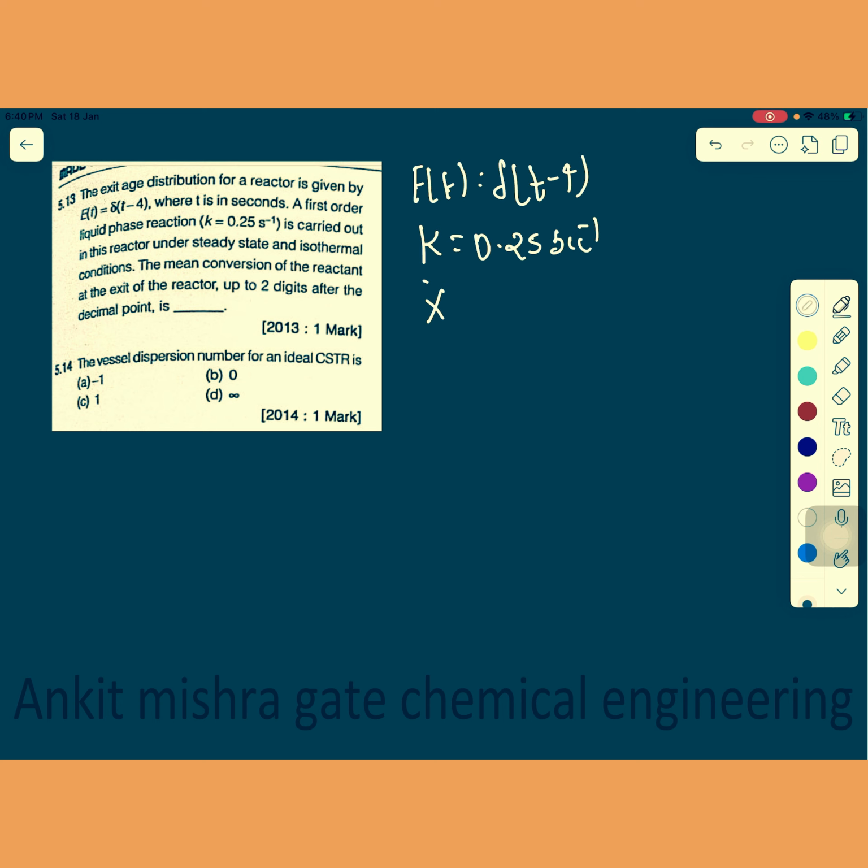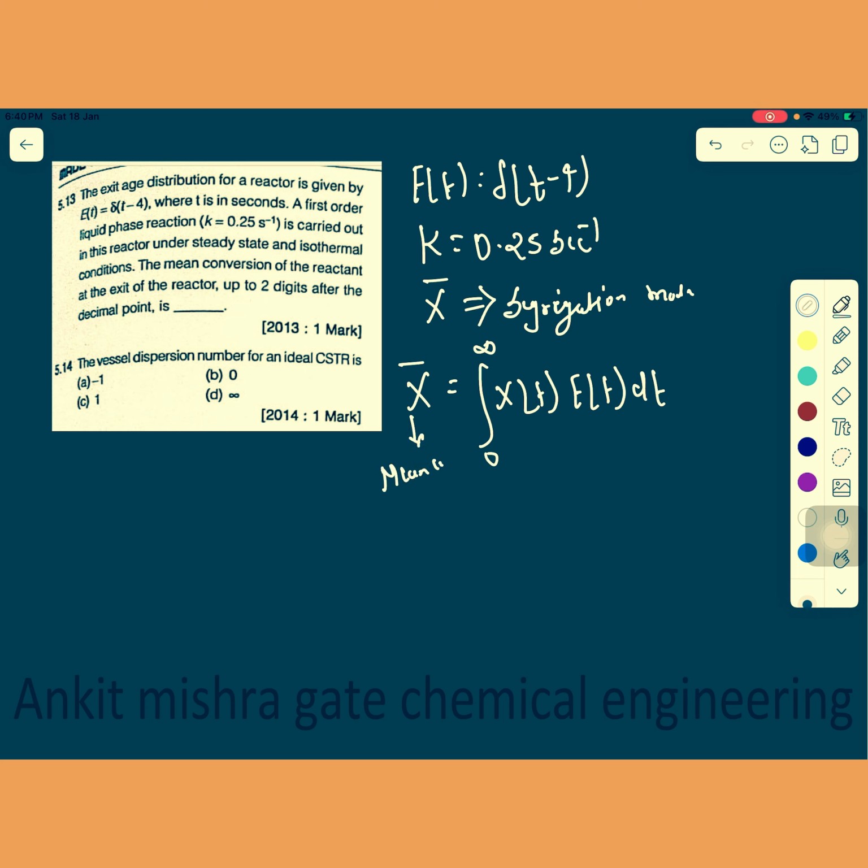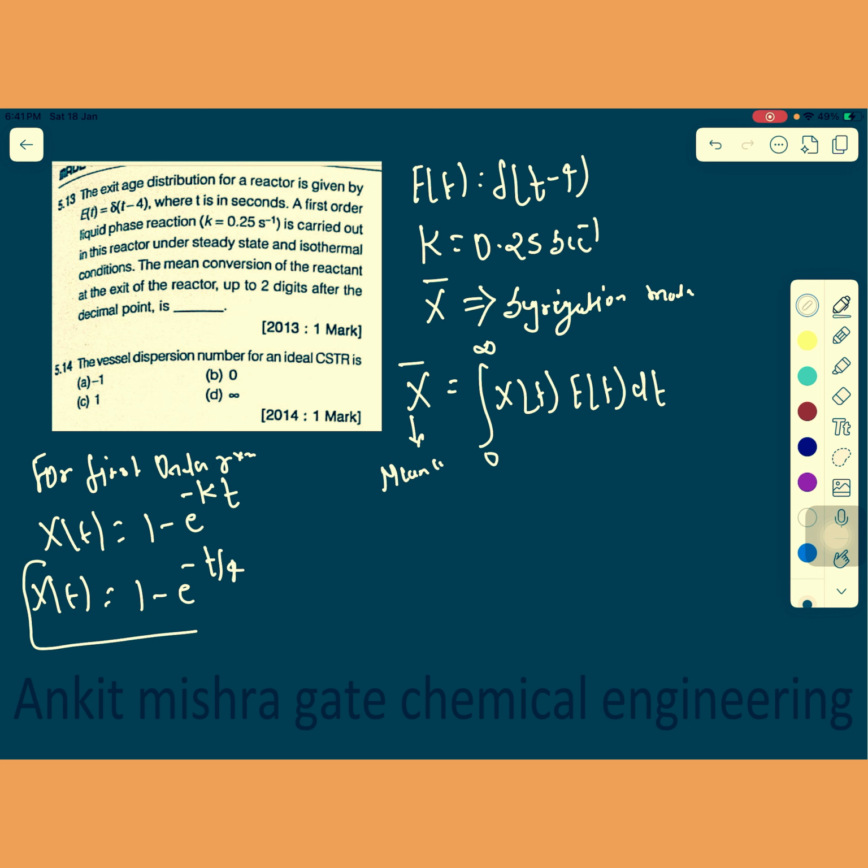Whenever we talk about the mean conversion, you have to use the segregation model. What does the segregation model say? It says x bar equals the integral from 0 to infinity of X(t) E(t) dt. This is the formula for mean conversion from the segregation model, where x bar is your mean conversion. For a first order reaction, what is X(t)? X(t) equals 1 minus e to the power minus kt. K is given to you, so X(t) equals 1 minus e to the power minus t by 4.